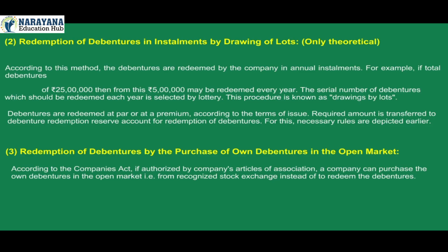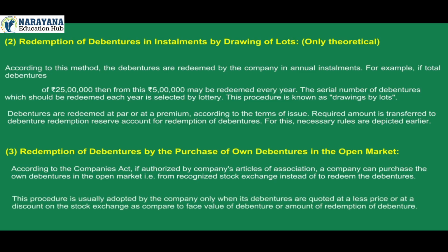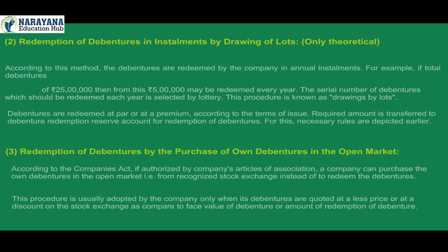According to the Companies Act, if authorized by the company's Articles of Association, a company can purchase its own debentures in the open market, that is, from a recognized stock exchange, instead of redeeming the debentures. This procedure is usually adopted by the company only when its debentures are quoted at a lower price or at a discount on the stock exchange as compared to the face value of the debenture or the amount of redemption of the debenture.